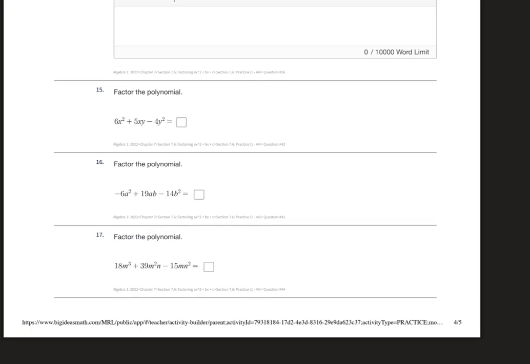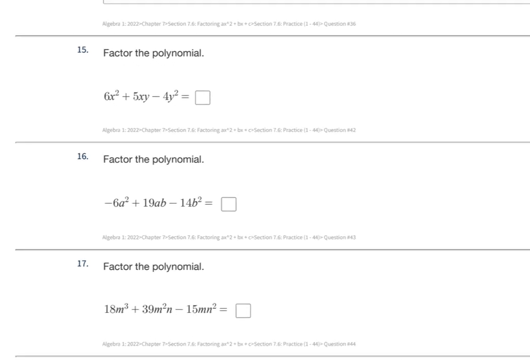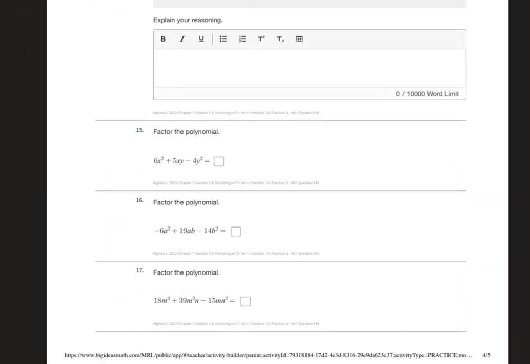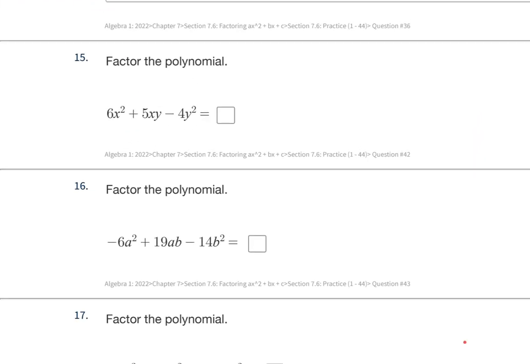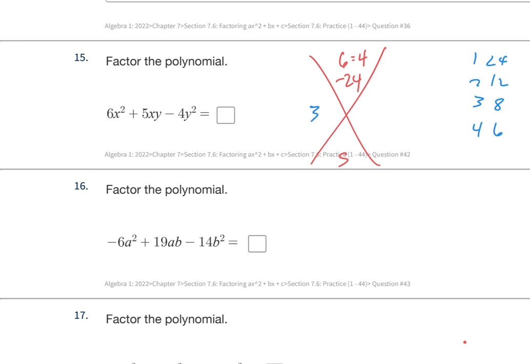Factor this guy. Okay, these are meant to scare you, but they're just as difficult as all the others. So when I say they're meant to scare you, a times c, 6 times -4 is -24, b is 5, and let's see, the factors of -24, they're going to give us 5. Well, it's not 1 and 24, it's not 2 and 12. It's maybe 3 and 8. Okay, it's 3 and 8. Negative 24, so we're going to go negative 3, positive 8.